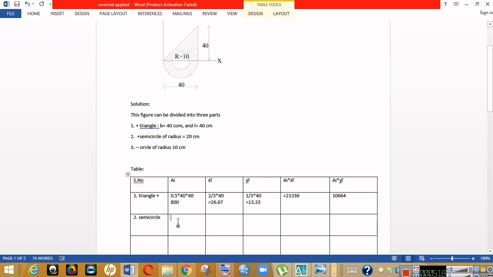The area of the semicircle is pi r square by 2. So we will substitute the value of pi r square by 2 here.